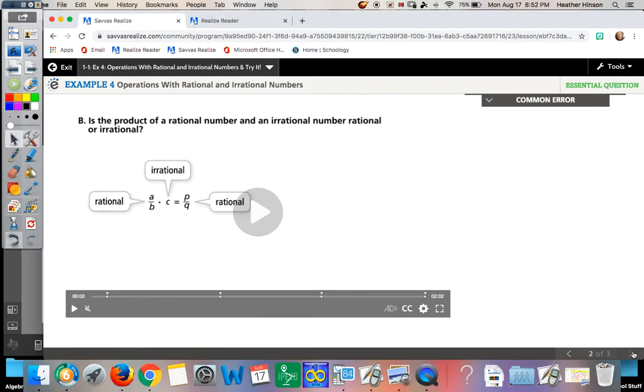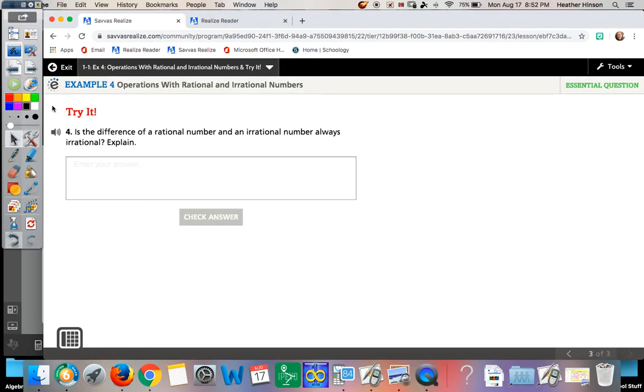Okay, I'm going to add one more page here. Okay, our try it, which is in your workbook, for example 4, is the difference of a rational number and an irrational always irrational? So this goes back to the sum, like we did on the first example for number 4.